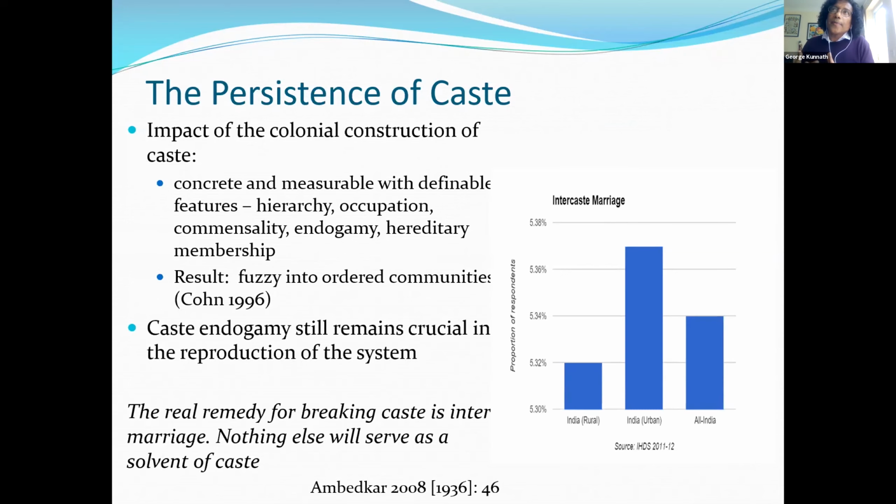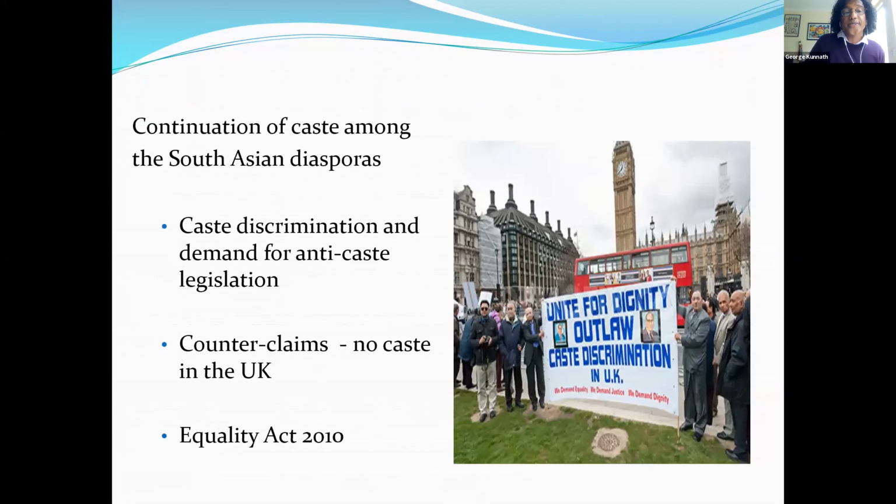Therefore, the whole caste system will continue to perpetuate, because when it is arranged, with community consensus and parental consensus, arranged marriage means you reproduce the caste system. That's why Ambedkar said the real remedy for breaking caste is intercaste marriage, intermarriage. Nothing else will serve as a solvent of the caste system.